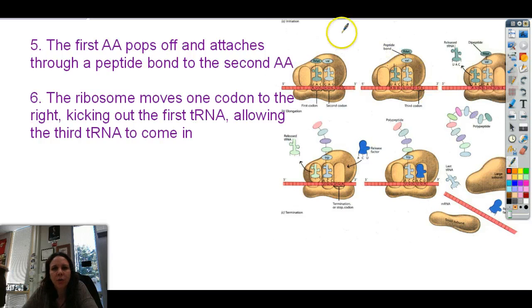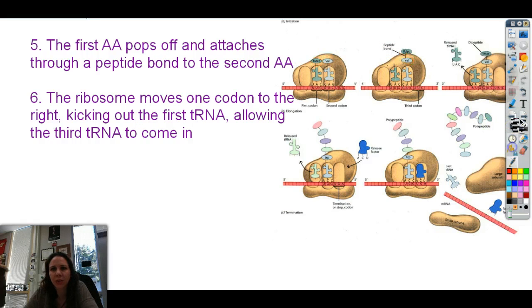Okay, so the first amino acid that was there is going to pop off and jump on top of the second one. That's going to happen through a peptide bond, you can see right there. And we learned back in chapter 2 that amino acids are held together in a protein by peptide bonds. So the first amino acid jumps off and attaches itself with a peptide bond to the second amino acid.